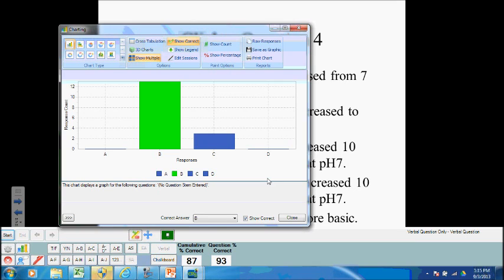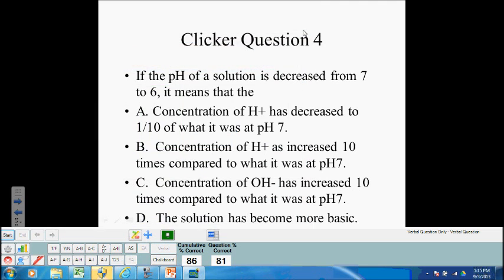Like we said before, every time you change pH units, you're changing things by a factor of 10. And if you go from 7 down to 6, it's becoming more what? The lower you go, what's happening? The more acidic it's becoming, which means what's happening to the H plus concentration? Going up. More H plus means lower pH.